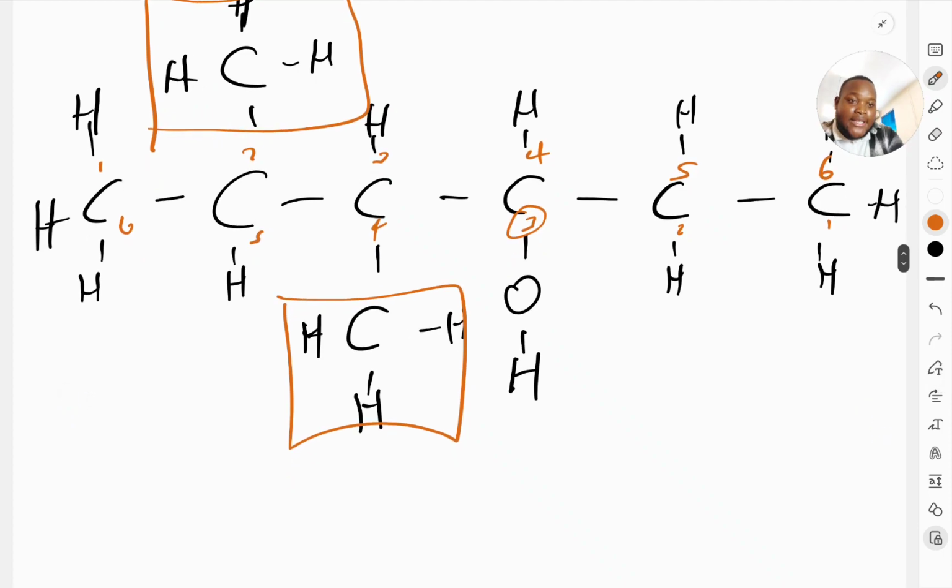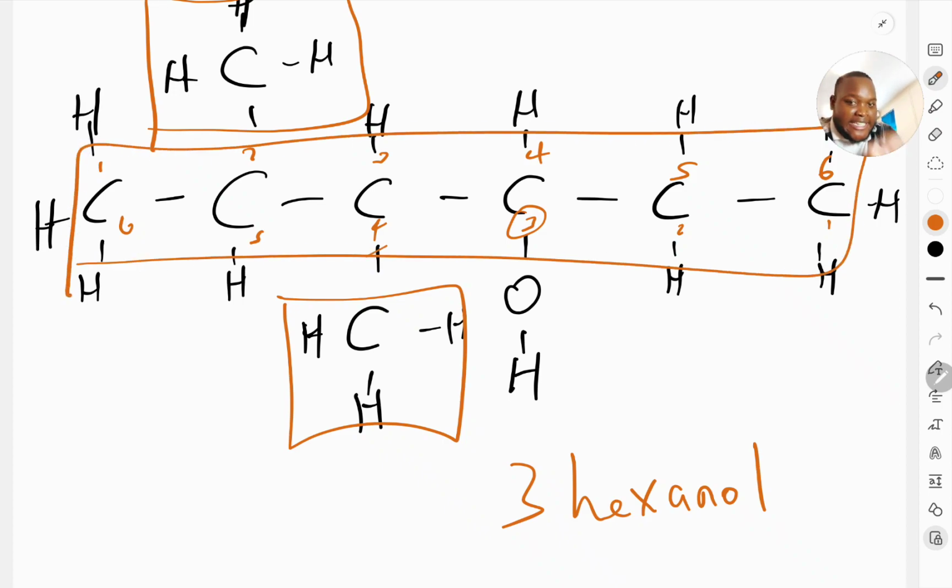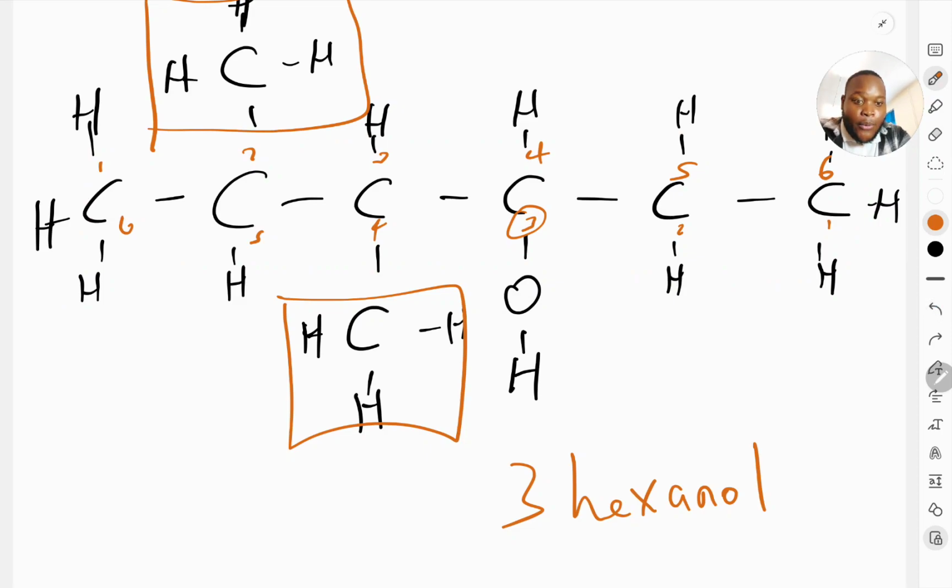So my longest chain has how many carbons? 6. Therefore it's going to be hexanol. But then I have to account for where this particular OH group is attached. It is attached in carbon number 3. Therefore, I'll have 3-hexanol. But me writing 3-hexanol, I only wrote for this particular portion. I did not account for my branches, the ones that I left outside. Therefore, I have to now account for them.